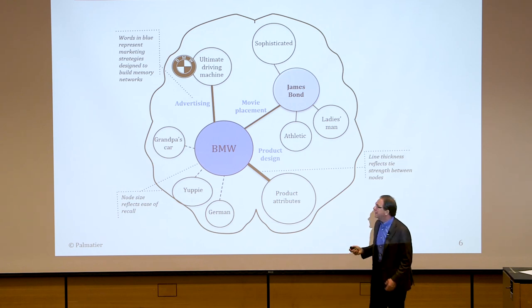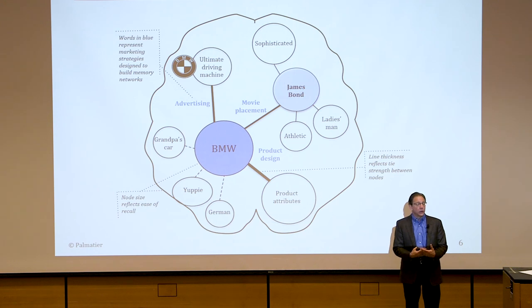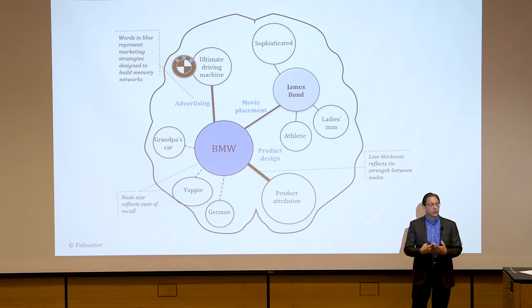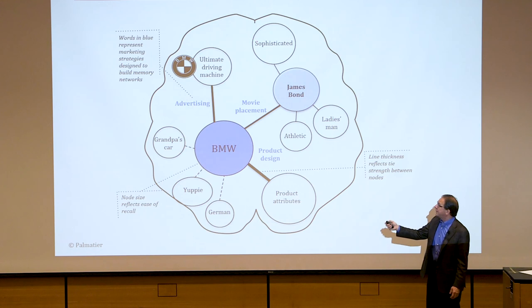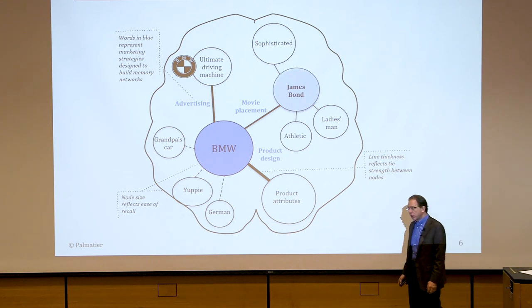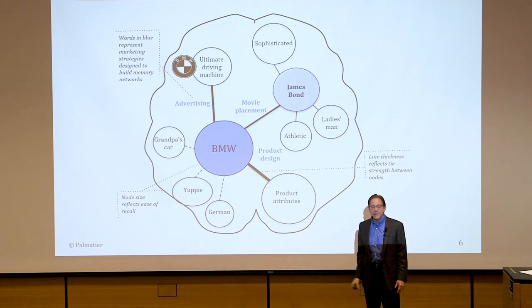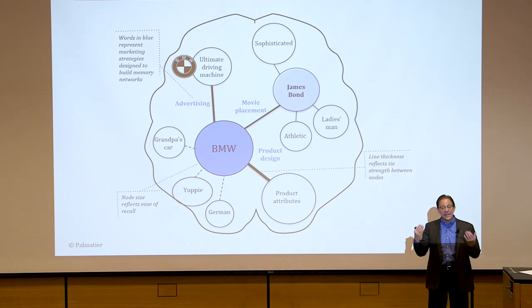So in many ways, a movie placement is a more subtle way to make those linkages to ladies, man, athletic, and sophisticated than trying to get those same linkages directly through advertisement. So overall, this model of how advertising works, or I should say how brand equity works, holds up very well in many, many different kinds of tests. So even if it's not exactly right, it seems to be how it works.